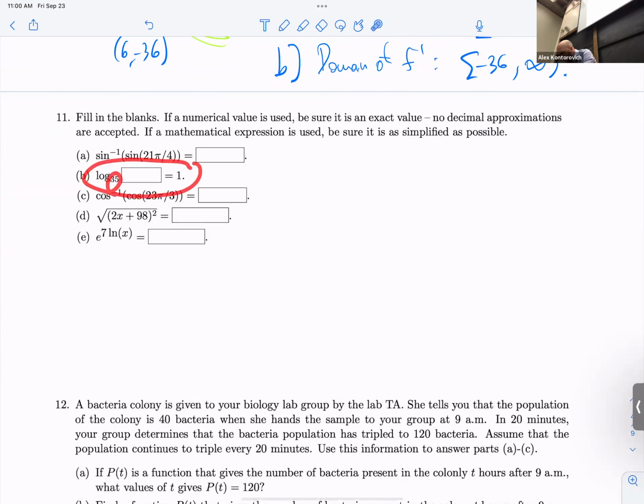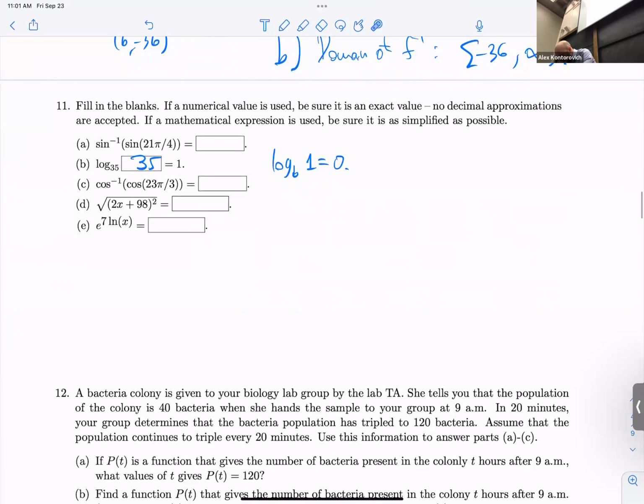Log base 35 of what is 1? Log of 1 is always 0. Log base anything of 1 is 0. That means b to the 0 is always 1, as long as b is positive. Log base 35 of 35 to the first power is 35. Right? Okay. How about this one?